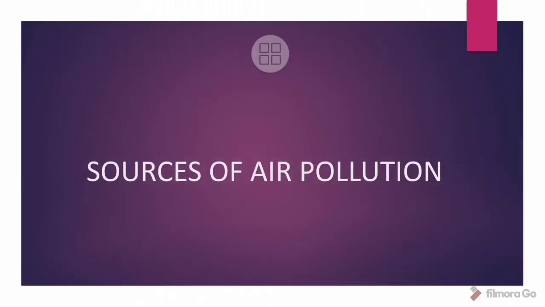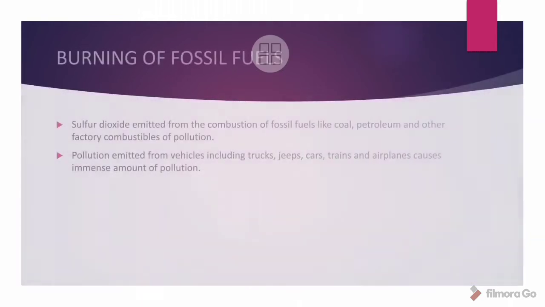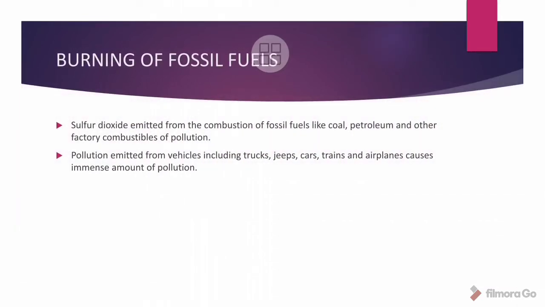Sources of air pollution. So the first source of air pollution is the burning of fossil fuels. Sulfur dioxide is emitted from the combustion of fossil fuels like coal, petroleum, and other factory combustibles. Pollution emitted from vehicles including trucks, jeeps, cars, trains, and airplanes causes an immense amount of pollution. The burning of fossil fuels releases harmful gases like oxides of sulfur and nitrogen into the atmosphere, which are very known to be harmful and poisonous gases.